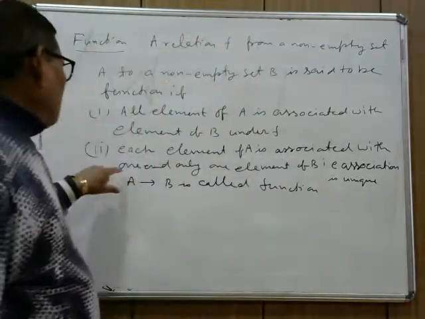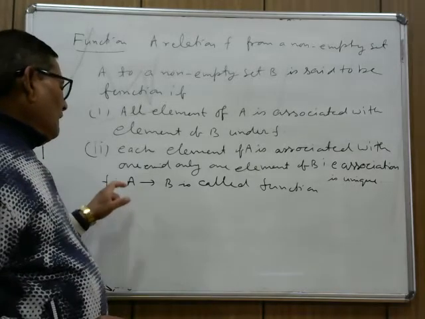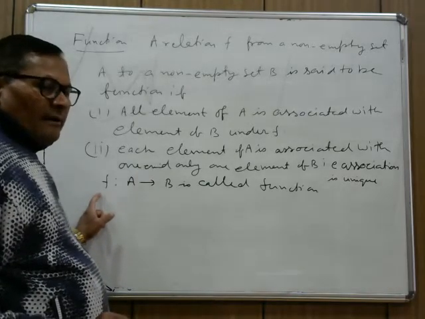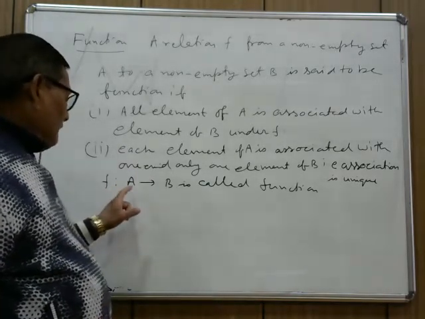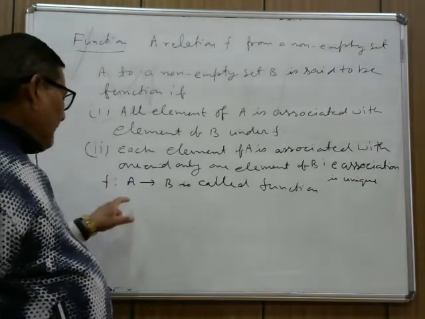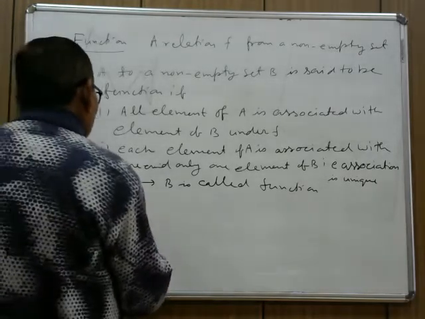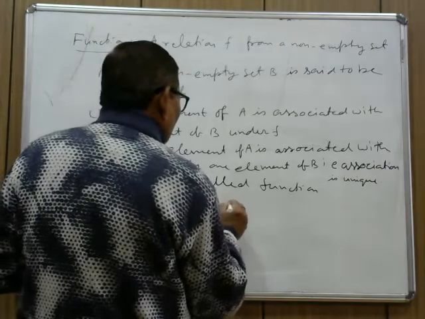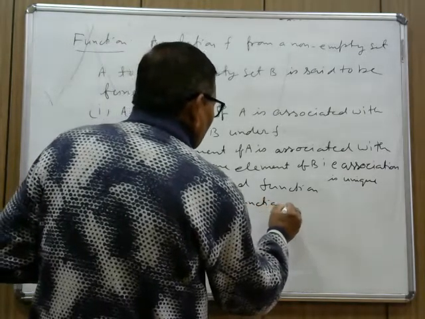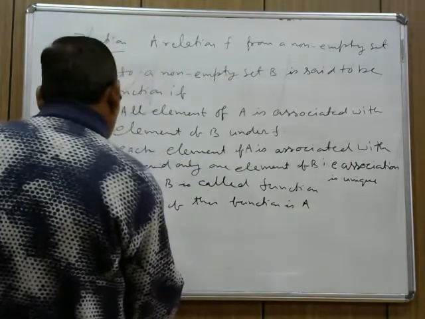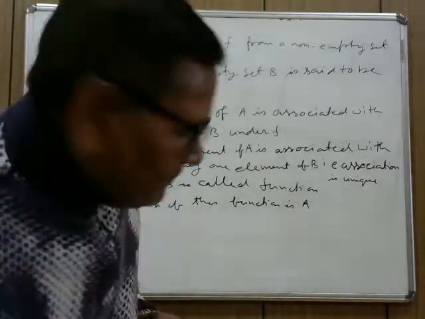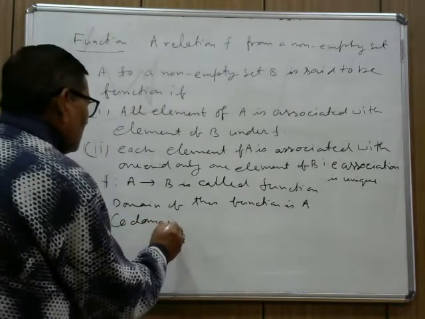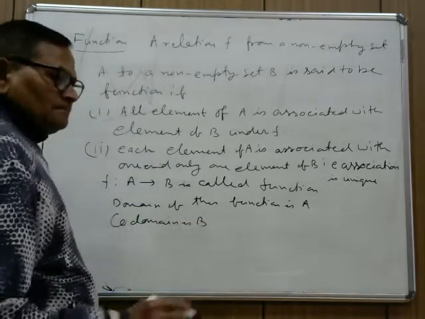When each element of A is associated with an element of B under F. Now see, this A is called the domain of this function. The domain of this function is A and the codomain is B. And now what about range?